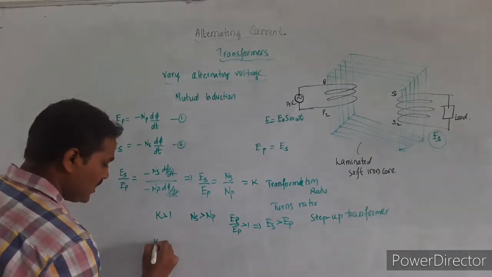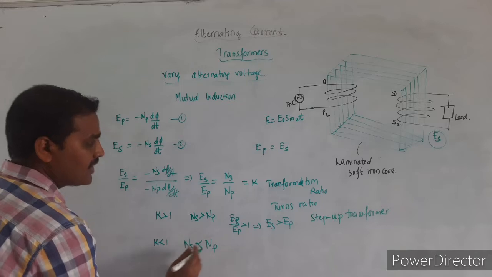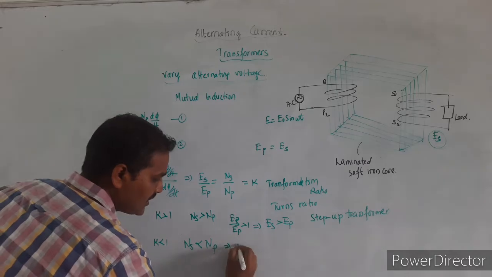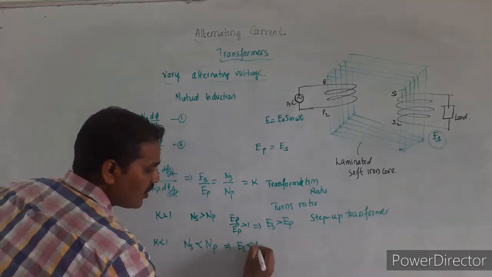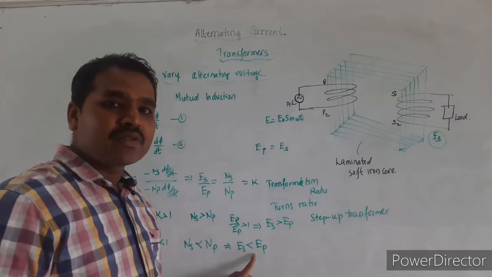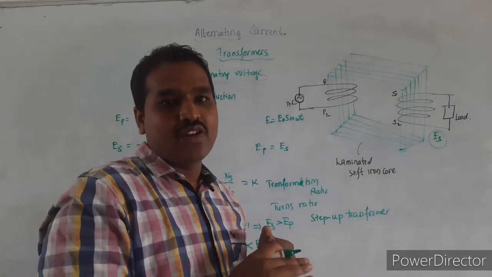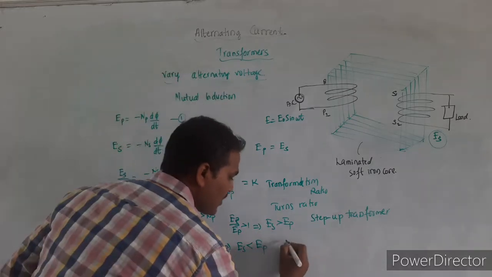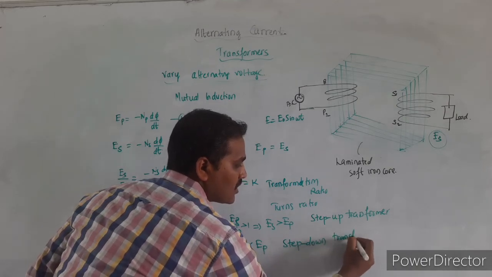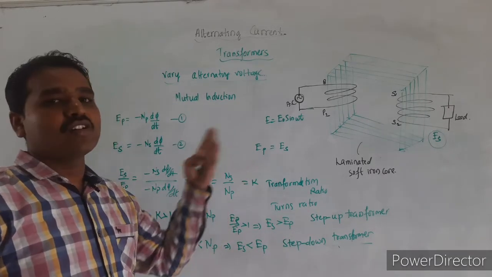Similarly, if K is less than 1, automatically Ns must be less than Np. The number of turns in the secondary coil must be less than the number of turns in the primary coil. This implies the EMF induced in the secondary coil is less than the EMF induced in the primary coil. Such transformers in which the output voltage is less than the input voltage, we are actually reducing the value of voltage. Such transformers are called step-down transformers. This is how the voltage is increased or decreased.